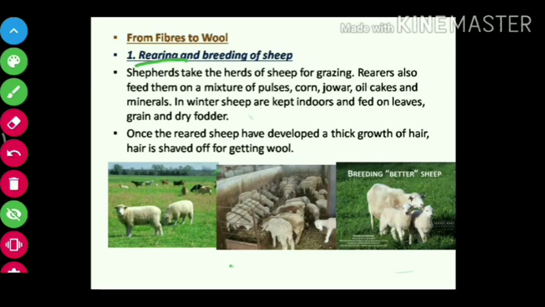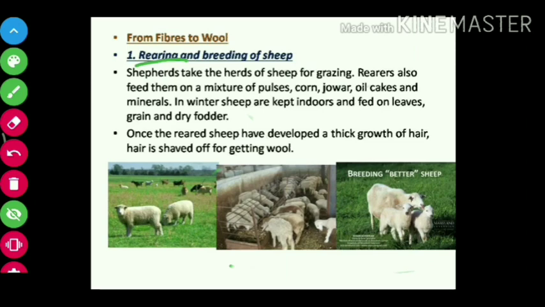Some of you in your home keep cows, goats, hens, cocks like this. You keep them and take care of them so that they will be fully grown and you can get products like eggs, milk, flesh from them. That process is known as rearing. Like that, rearing of sheep is done.